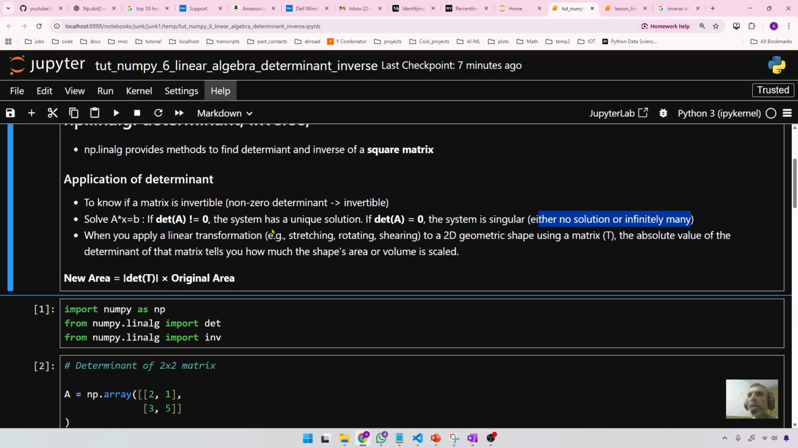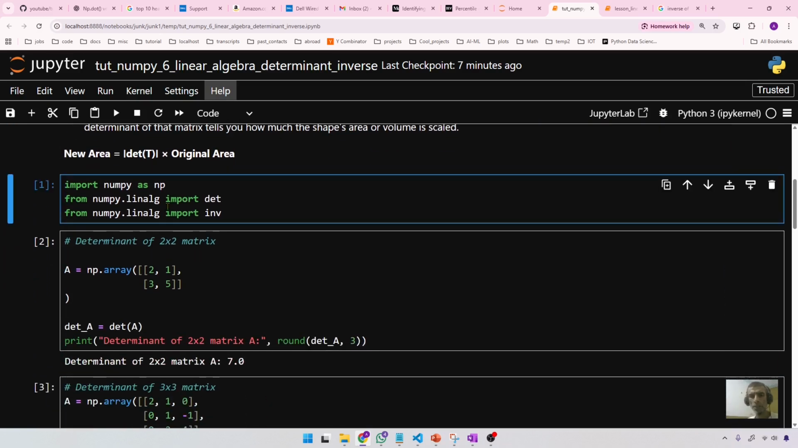And sometimes you apply linear transformations to a 2D geometric shape. When they create video games, you actually have to modify your 2D geometric shape. This is where your linear transformation operation applies a lot, and this is where you actually use the determinant. All right, so let's start with the determinant.